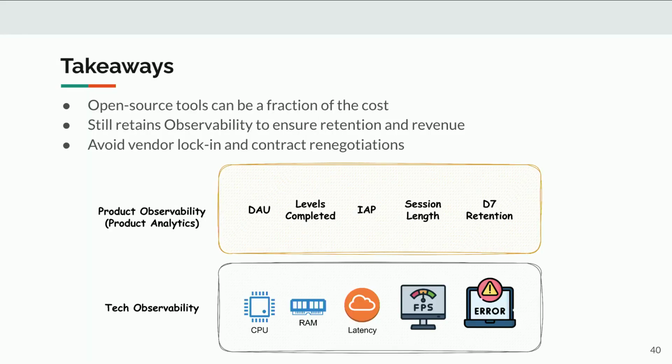So the takeaways really are, you can use open source tools for a fraction of the cost. You can retain your core observability, your pragmatic feature parity of observability to ensure your retention and your revenue within your company. That's possible, right? This is just one story, and there's many other stories you probably read about now where people are using open source tools for observability. And just avoiding that vendor lock-in. Try to avoid as much as possible.